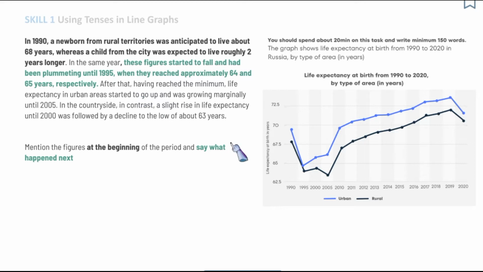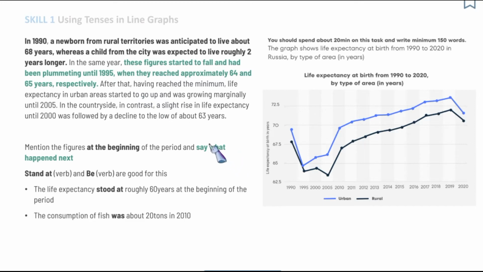By the way, when you are mentioning the figures or the numbers in the beginning of the period or at any other point of the period, you can take advantage of these nice words: stand at, a verb, and be, a verb, like in these examples. The life expectancy stood at roughly 60 years, or the consumption of fish was about 20 tons.